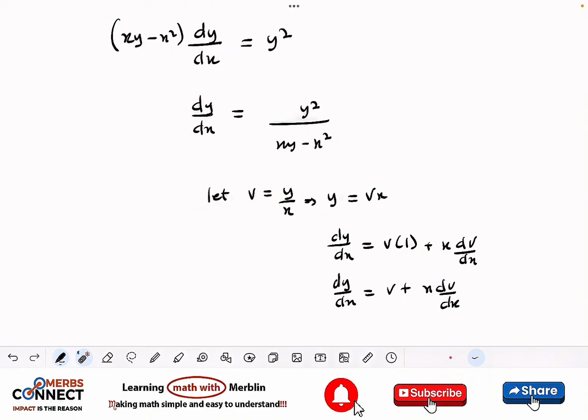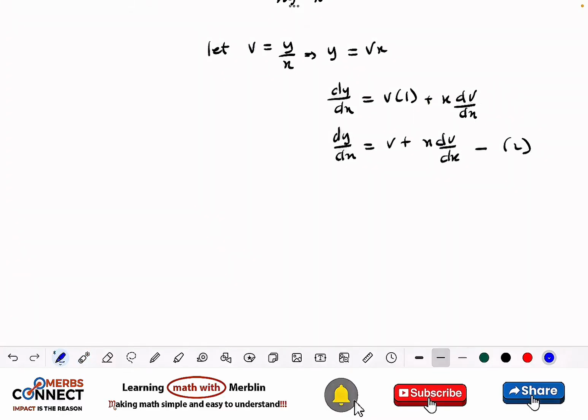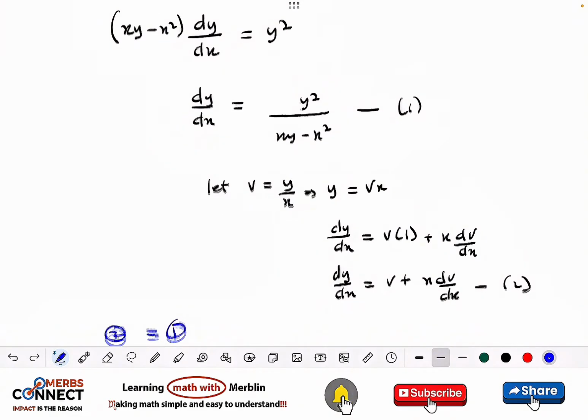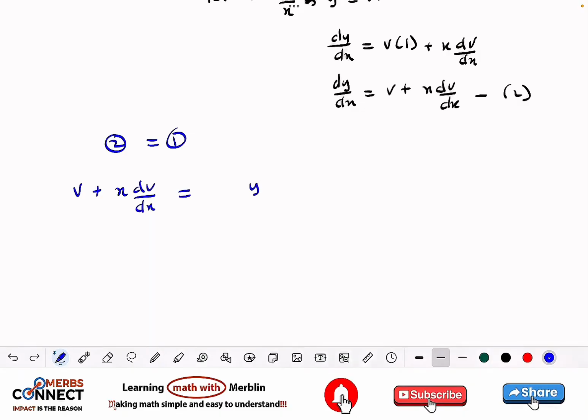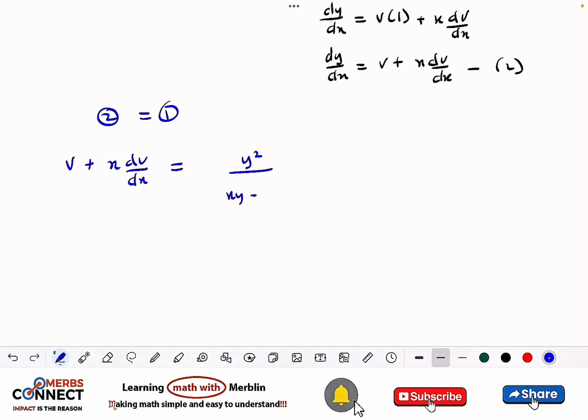So when I get this one, I name this equation 1, the same thing, and this equation 2. The next thing to do is equate equation 2 and equation 1. That's all. So equation 2 is the same as equation 1. So I'm going to have Vn plus x dVn divided by dx is equal to my new function, which is y squared divided by xy minus x squared, right? And the same process again.